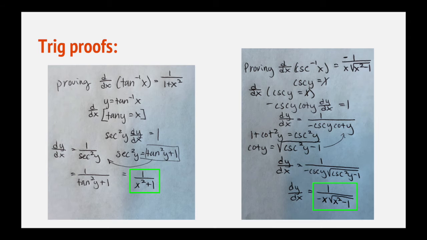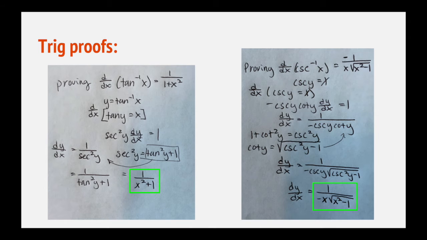Now we're going to use the trig identity to replace secant squared y. Secant squared y equals tan squared y plus 1, and we substitute, which gives 1 over tan squared y plus 1. If you recall earlier, we have tan y equals x. So we substitute, and you should get 1 over x squared plus 1.